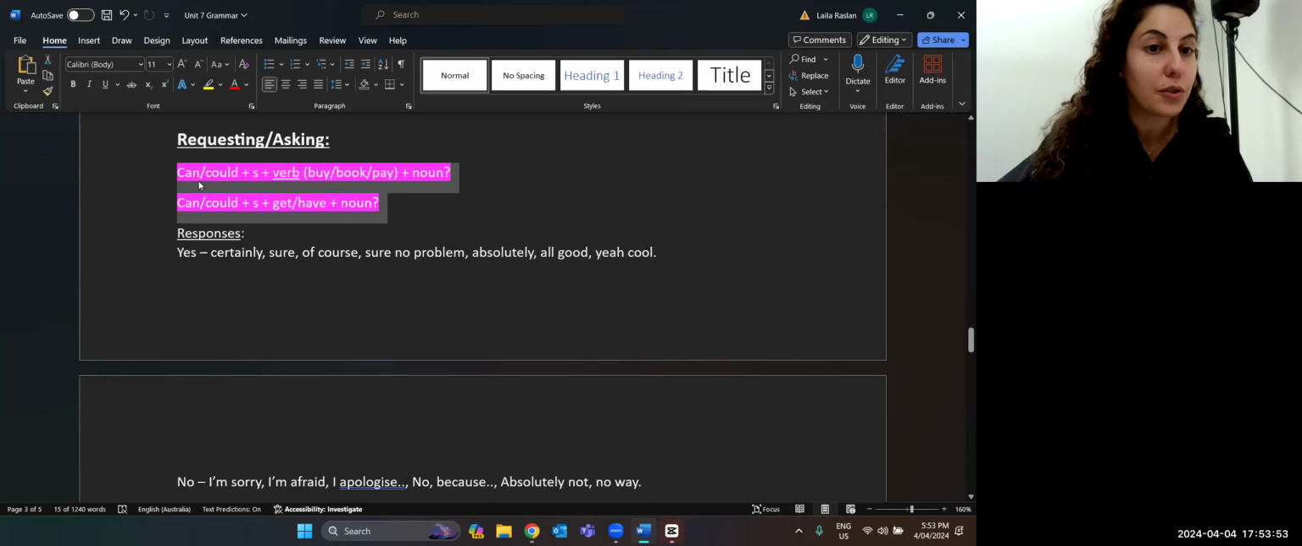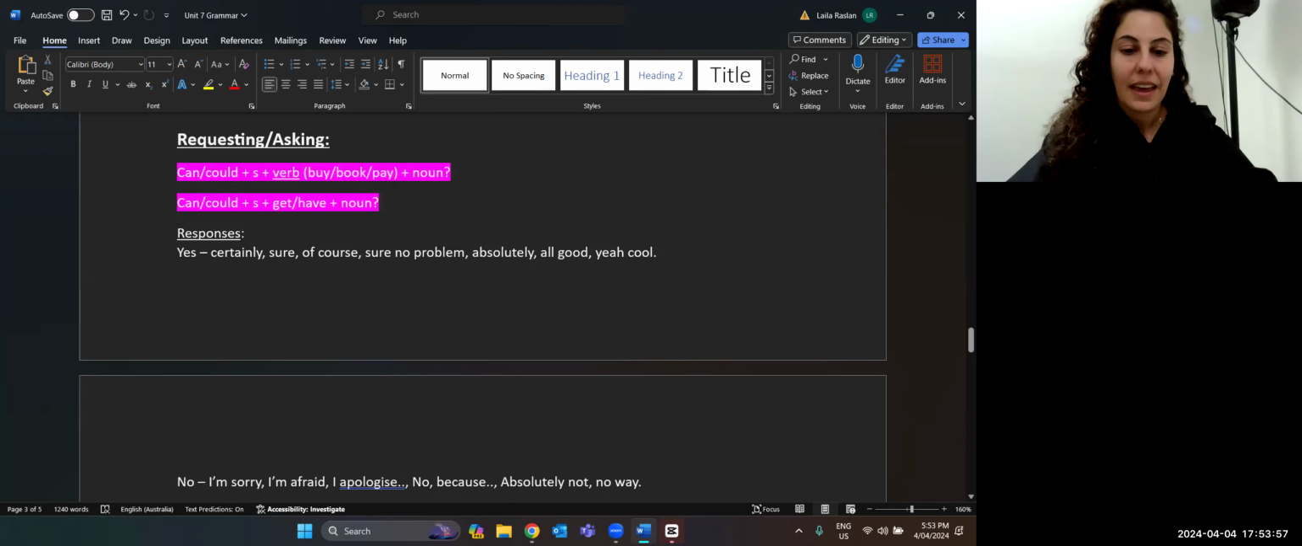Now, these are called modal verbs, can or could. Doesn't matter which one you pick. They're both the same. And you just got to follow the rule. Subject, and then the action.